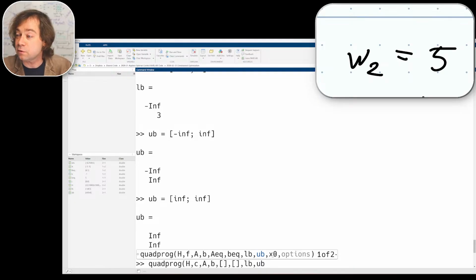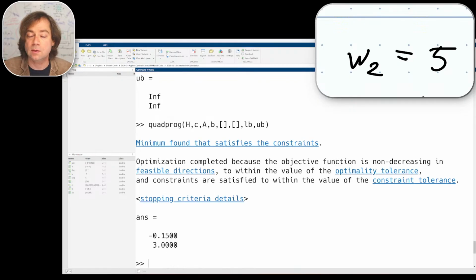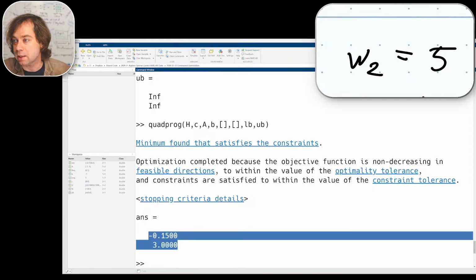This X0 is if you want to add an initial guess. For a quadratic program, you generally don't have to because it's convex, but you can. It might make it solve faster, but you don't have to. Okay, let's start with that. There you go. Same solution we had before, but we just put one of the constraints as being a lower bound. Questions about that?